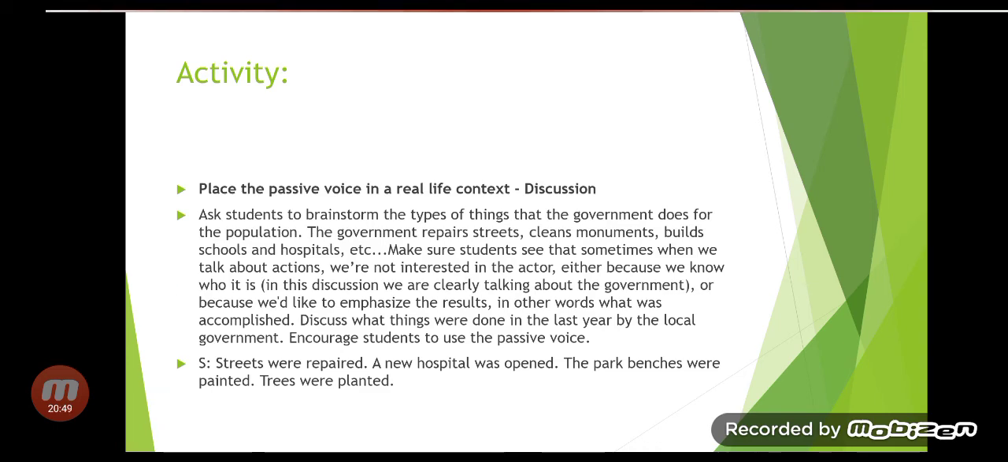Encourage students to use the passive voice. You will ask your students to use what? Yes, the passive voice. For example, streets were repaired, a new hospital was opened, the park benches were painted, trees were planted. These sentences are all in passive voice. We have not emphasized the subject over here because we likely know that we are talking about the government.